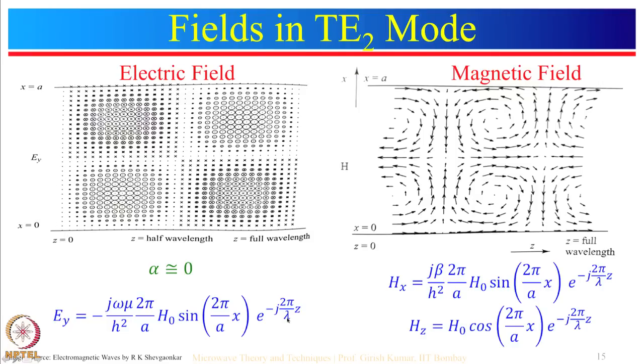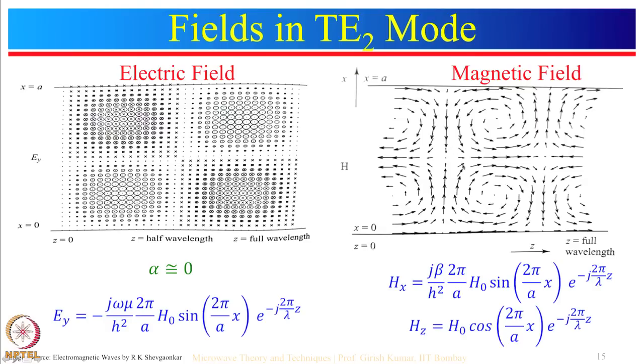Now let's see the variation of the electric field in the z direction. It will be 0 at z equal to 0, z equal to lambda by 2, z equal to lambda, and z equal to a multiple of lambda by 2. Whereas it will be maximum at z equal to lambda by 4, z equal to 3 lambda by 4, and z equal to an odd multiple of lambda by 4. So this is how the electric field varies in the xz plane for the TE2 mode.